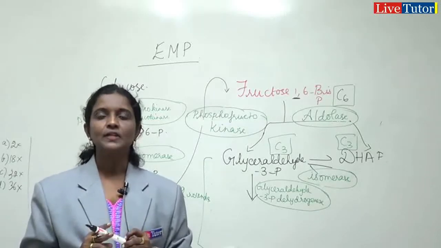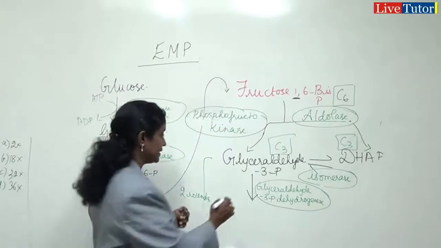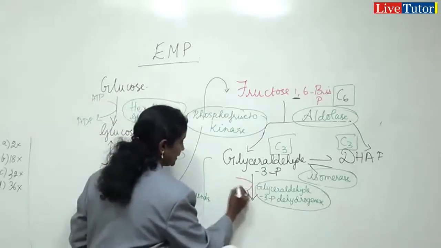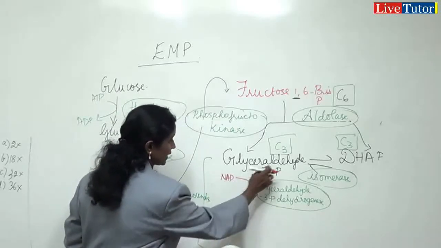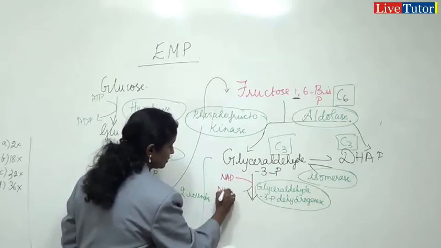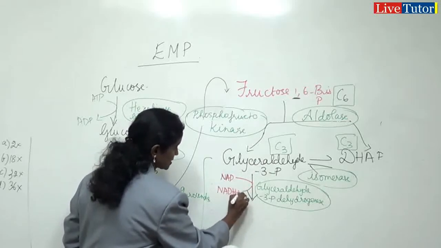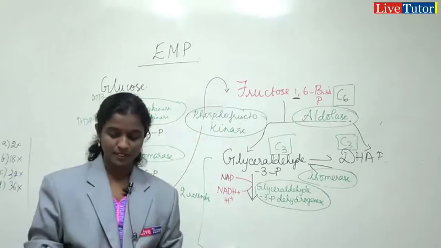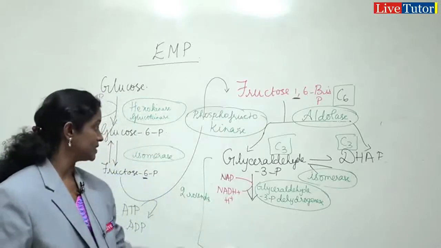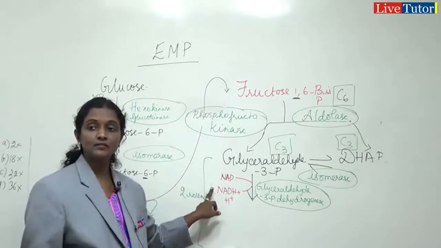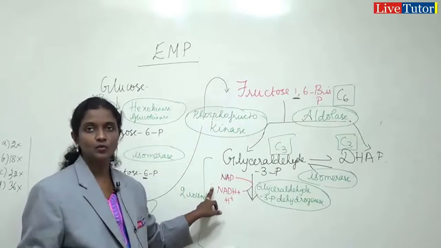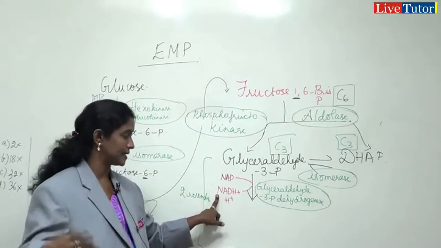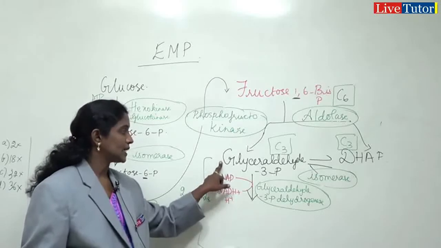It should be NAD. NAD comes in and takes away the hydrogens from this group and it becomes NADH plus H plus. Got it? So we are going to save this NAD for the future. We will see later how to burn this NAD, at the end of the session.